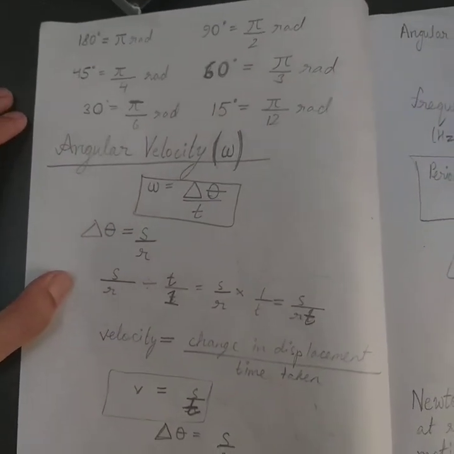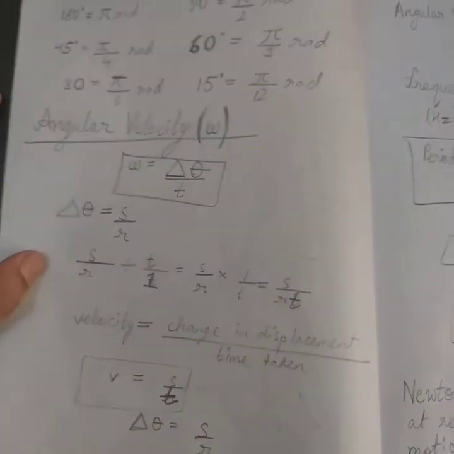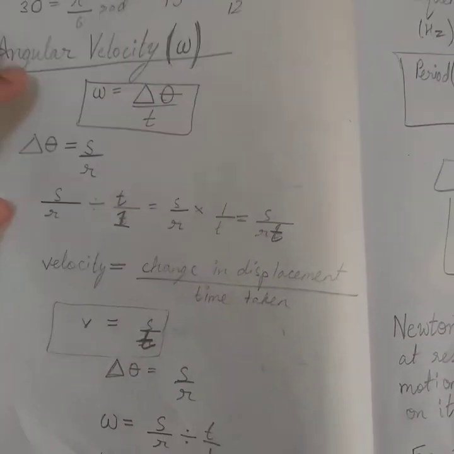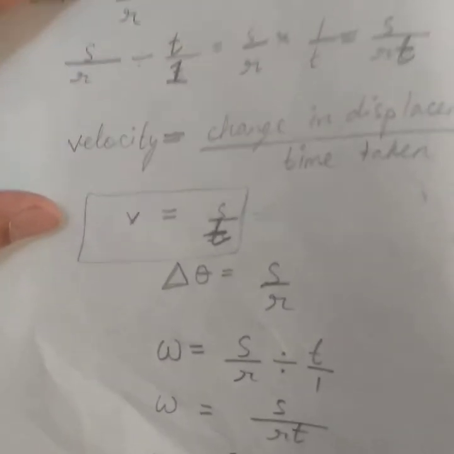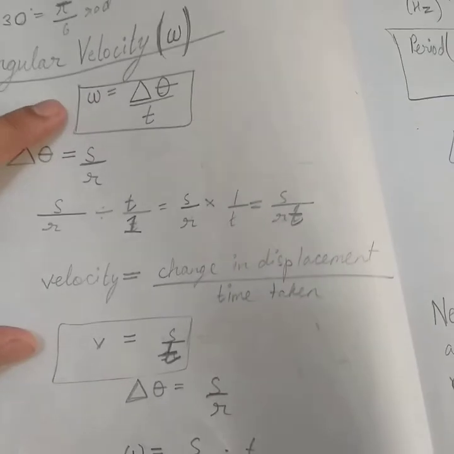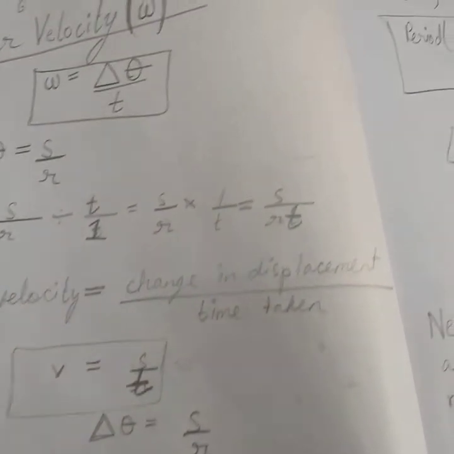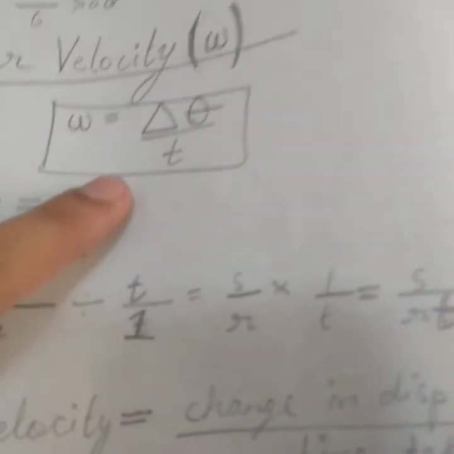So jumping off to the next part, we have now arrived at angular velocity. The symbol of angular velocity is omega, and the unit in which it's expressed is radian per second, because it's the rate of change of the angle swept.